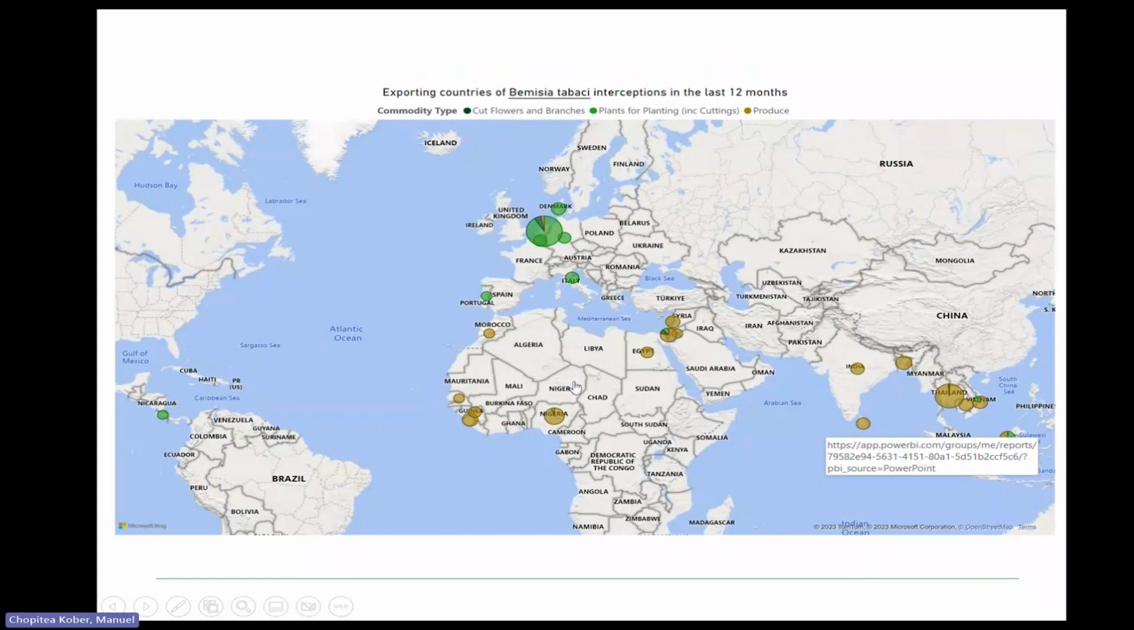You can see it in a map here. Where we find pests on produce and where we find pests on plants for planting. So plants for planting mainly from Europe, and produce from the rest of the world. I think that has to do with the regulations as well, because some plants for planting are prohibited from the rest of the world.